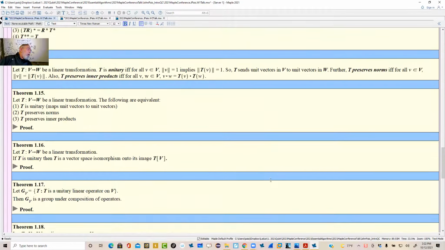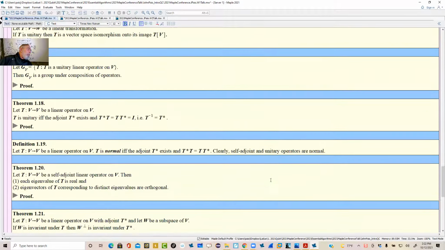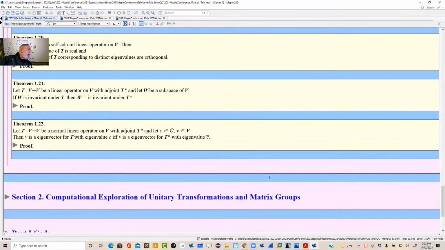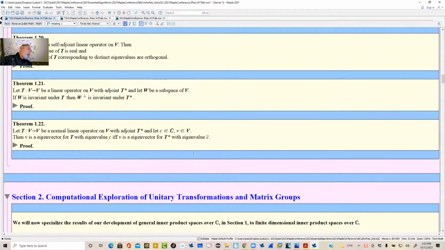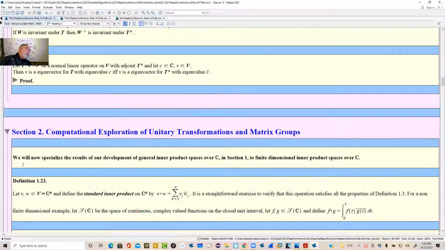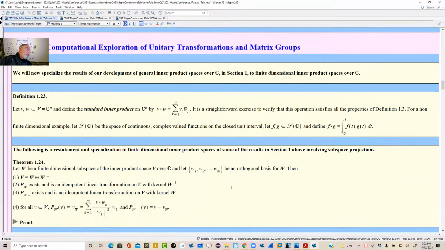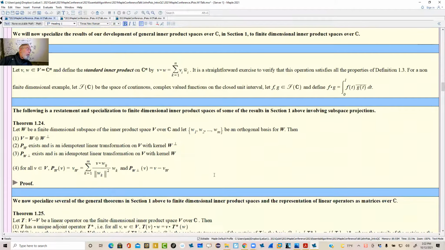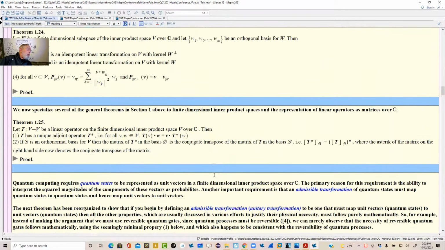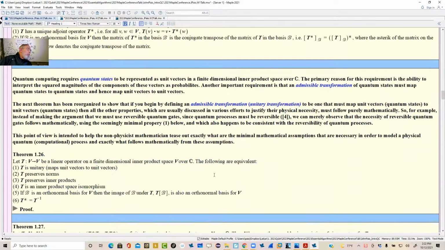I'm not going to go through all of it. I am going to highlight one of the theorems though, a theorem that I'm going to pull out of this section and then talk about in the next section when it's specialized. In this section we specialize all the results in the first section to finite dimensional spaces. There's standard material here. I'm not going to go through all of it, but I do want to talk about this theorem right here.